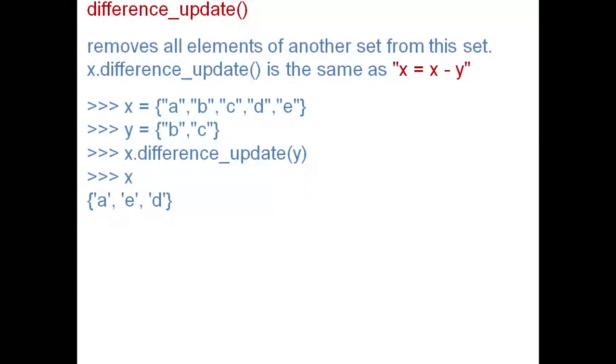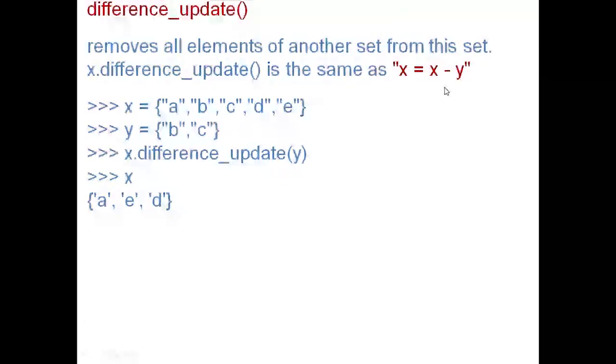And next method in set is difference update. Okay, what is the use of this difference update? It will remove all the elements of one set and store it there. For example, if I say x dot difference update of y, then it means that it is equivalent to saying x equal to x minus y. Okay, so what is x minus y? Content in x which is not in y. Okay, x will be modified to content which is in x and not in y.